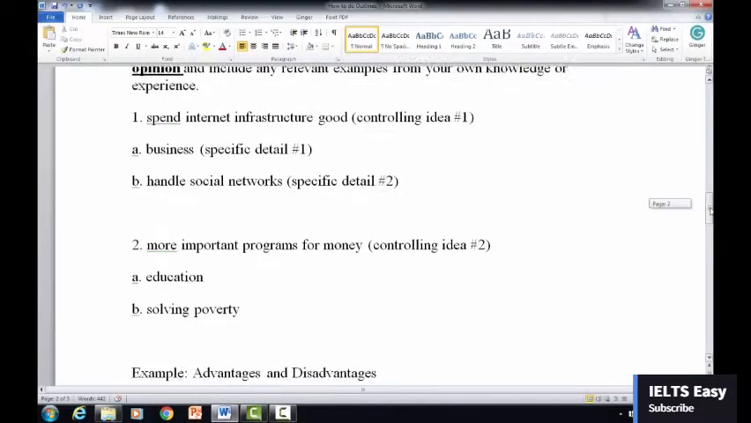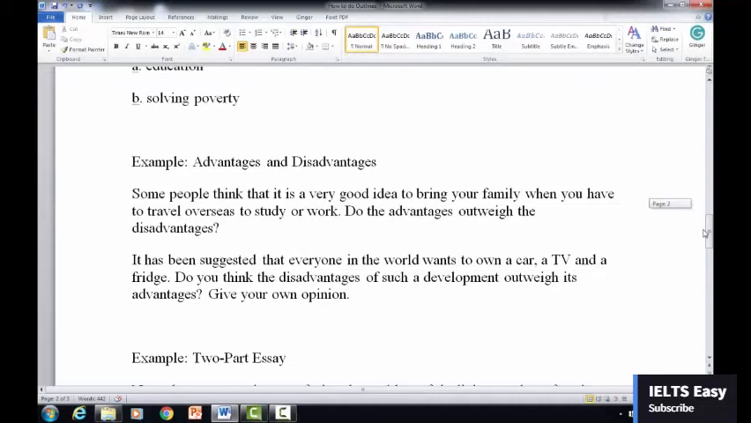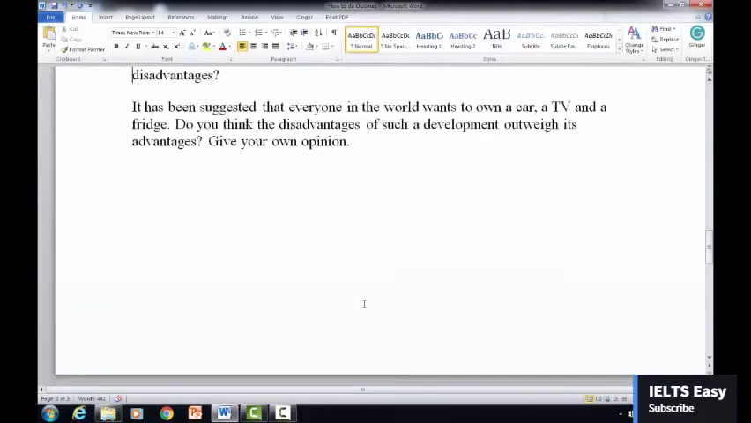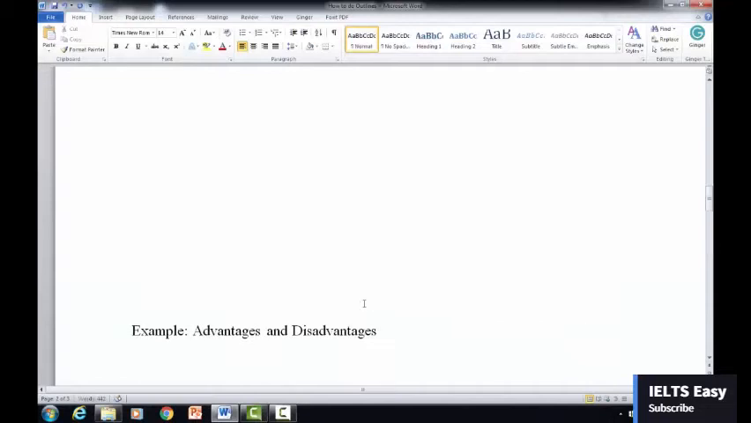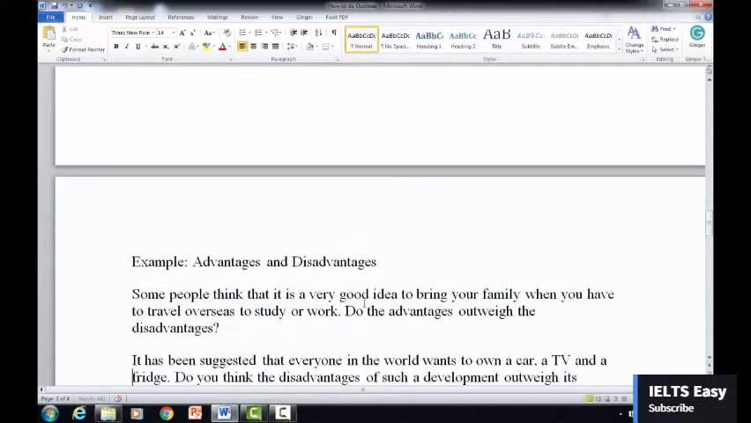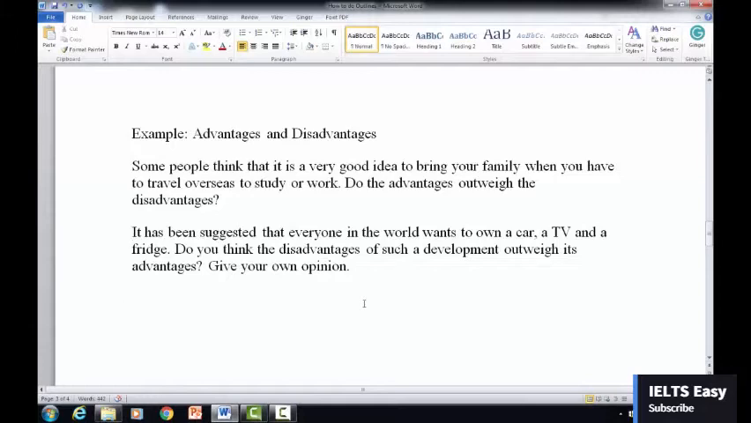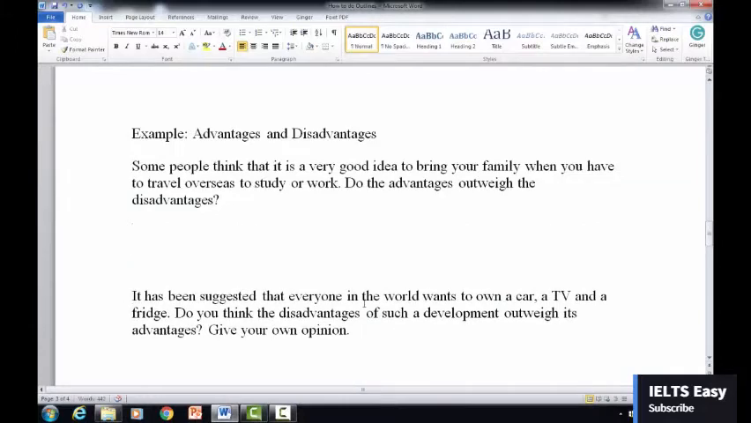Okay, so now let's move on and let's do another outline for a different type of question. Okay, and we're going to move down to a new page because I'm going to try to put these on different pages. All right, so this is an advantage-disadvantage question.